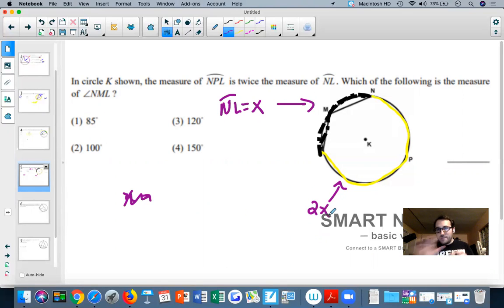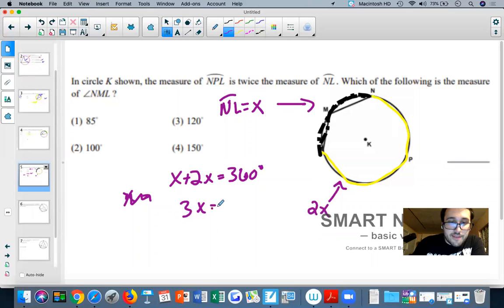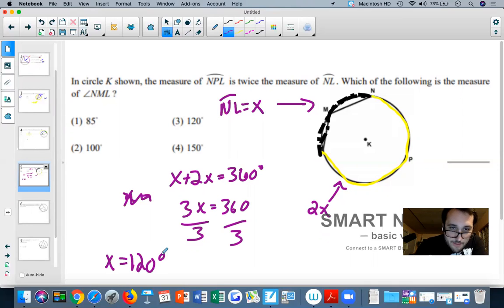Now, let's try to make an equation. What do you know about if we add up all the arcs in a circle, or like the full measure of a circle? 360 degrees, right? So we know that X plus 2X is 360 degrees. 3X is 360. Divide by 3, divide by 3, and we get that X is 120 degrees. But X was arc NL, so NL, okay? But we wanted to know angle NML, so NML, okay?